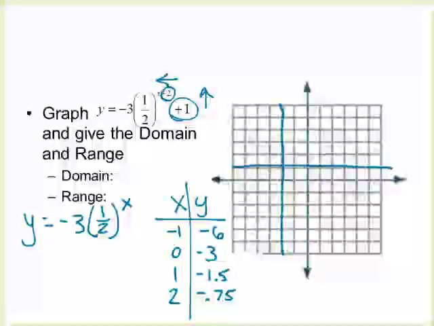Okay. Now when we plot these, we plot from the shifted center, not from the original center. Go back 1, down 6. Over 0, down 3. Over 1, down 1.5. And over 2, down 3/4. So that confirms what we expected. It is decay because it's flattening, and it is a lower half.